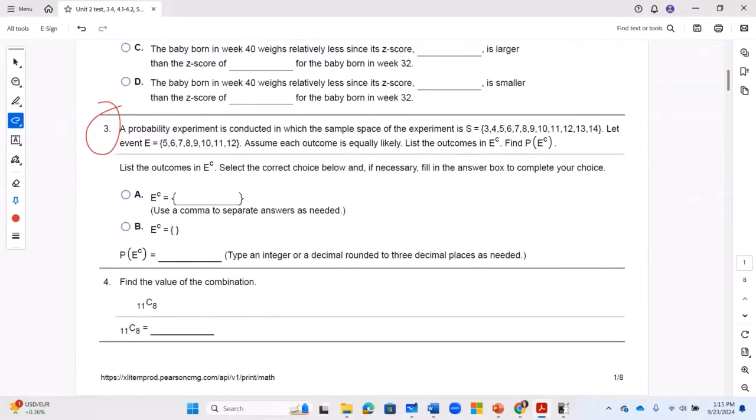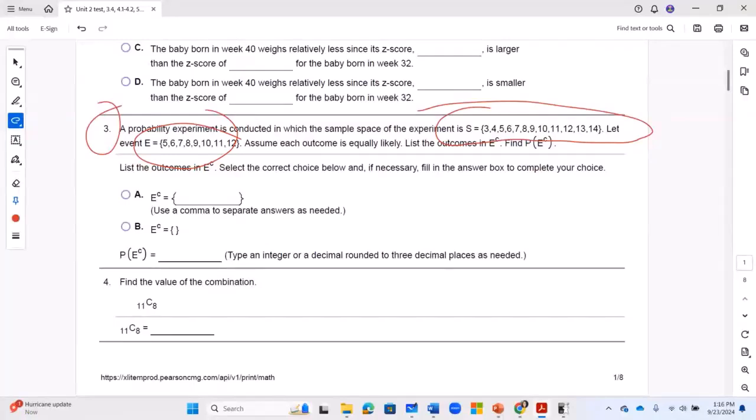We are given that a probability experiment is conducted in which the sample space is S. Whenever you hear sample space in this class, in this unit 2, it means population. Sample space is population in probability. What is the sample space? What is the population? Another way of saying universal set. Therefore, the universal set is S. Then they defined an event E.